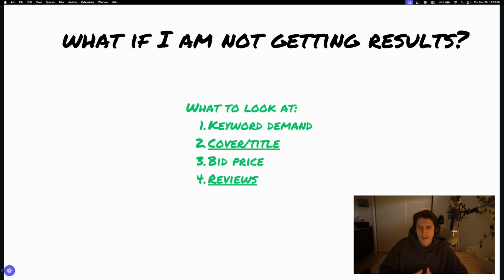So what if I'm not getting any results? What if I run my ads and nothing is happening? What you want to look at is most importantly your keyword demand. If there's nobody searching or buying your topic, it's going to be very hard to have ads that actually make more sales because there's nobody there to advertise to.